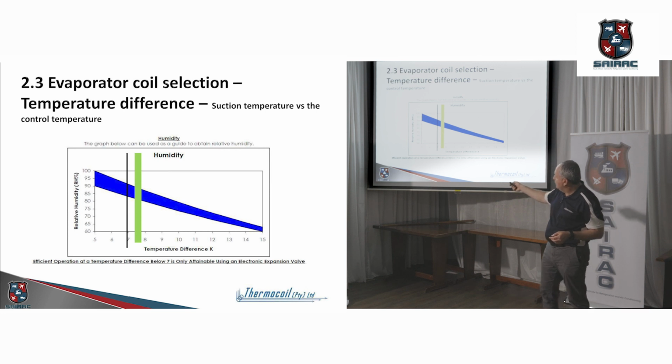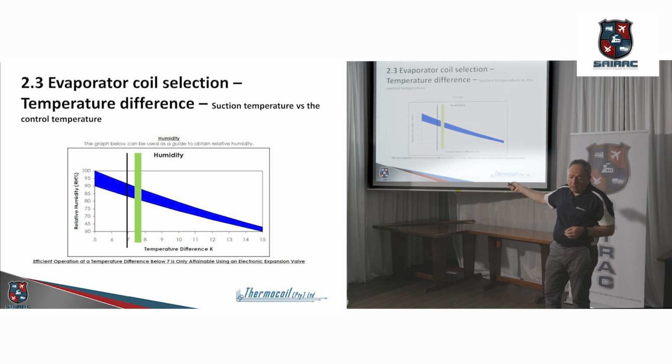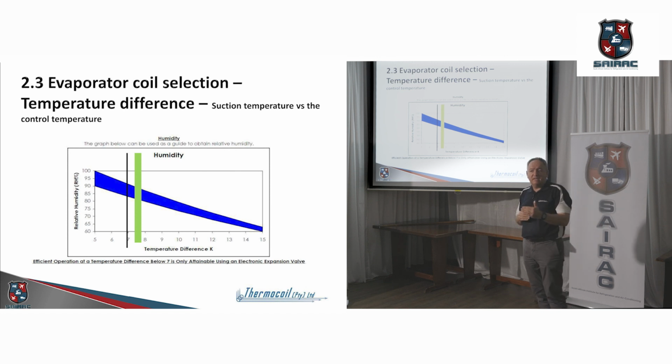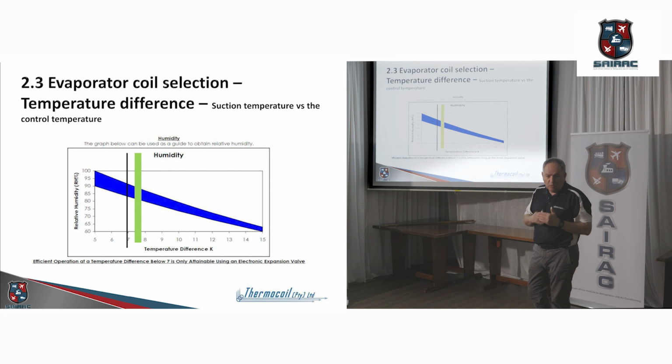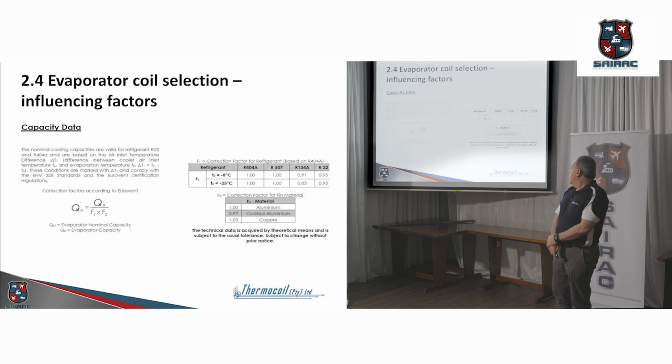Just take note, if you want to operate at a delta T lower than 7K, generally you need an electronic expansion valve, simply because a thermostatic valve can't handle that small delta T as effectively. It certainly will work, but be on the lookout for issues there. So that's a page you'll find in the catalog. Everyone does it in their specific way.